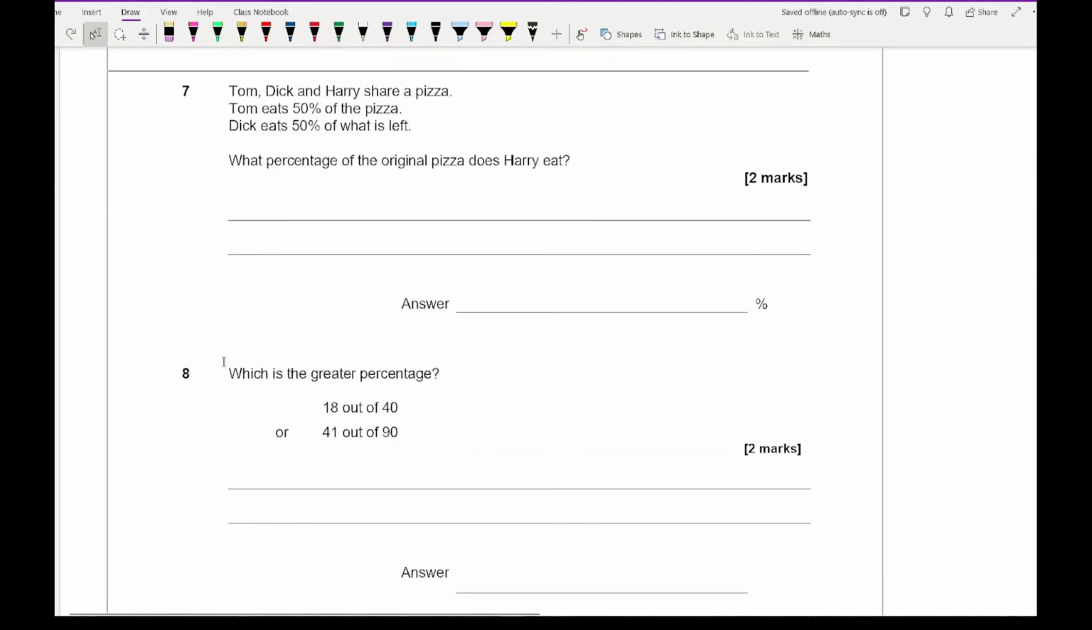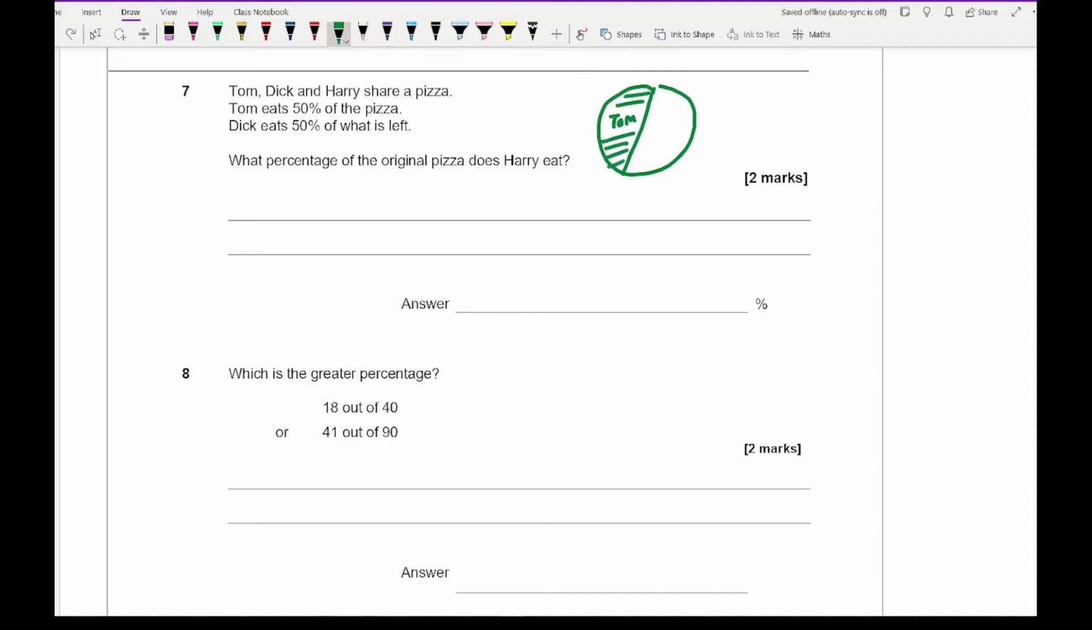For question 7, it says Tom, Dick and Harry share a pizza. Tom eats 50%, Dick eats 50% of what is left, what percentage of the original pizza does Harry eat? So let's start off by drawing a circle. I'll draw this pizza. So this is how much Tom eats.